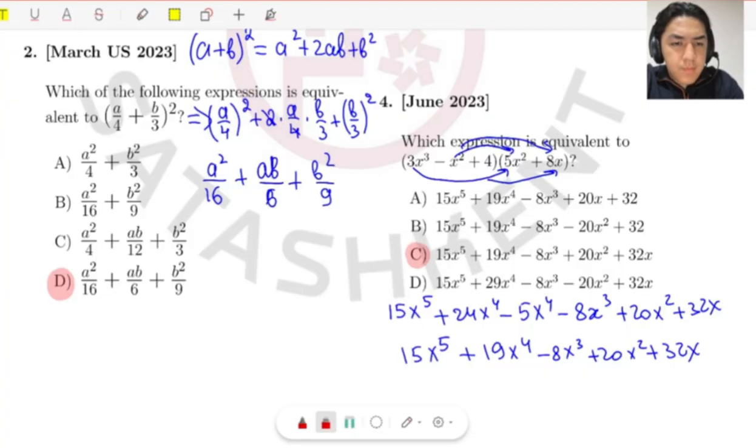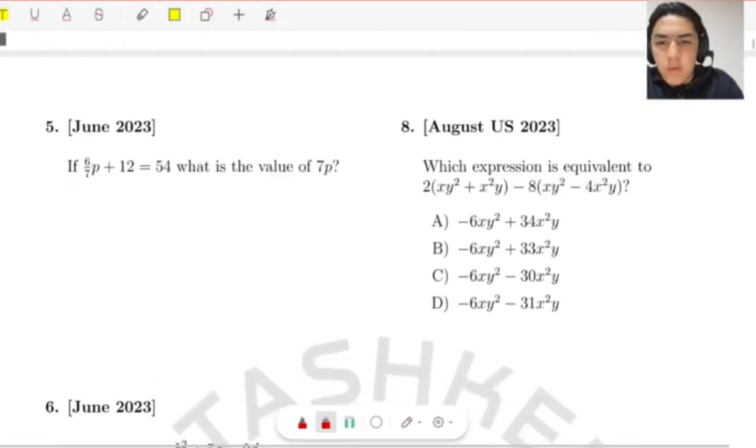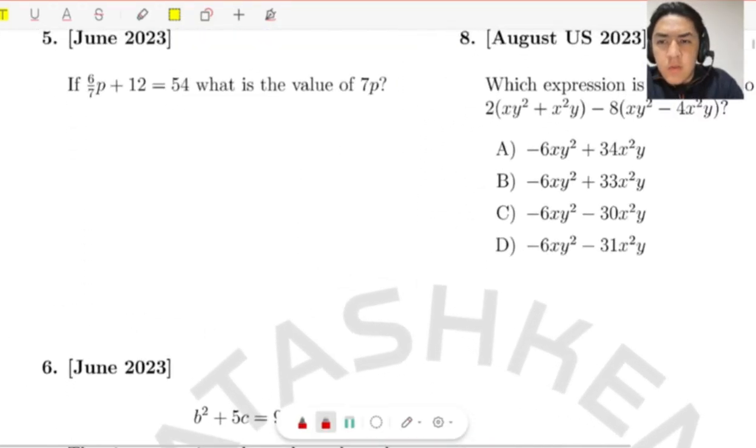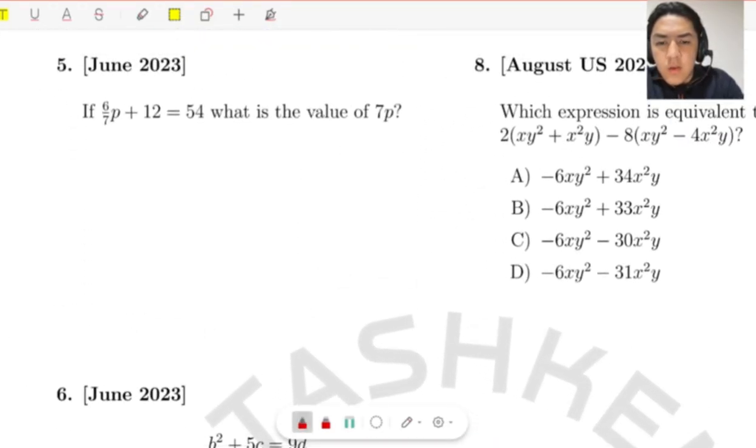C. Yes, it is C. So fifth question. If this is equal to this, what is the value of 7p?